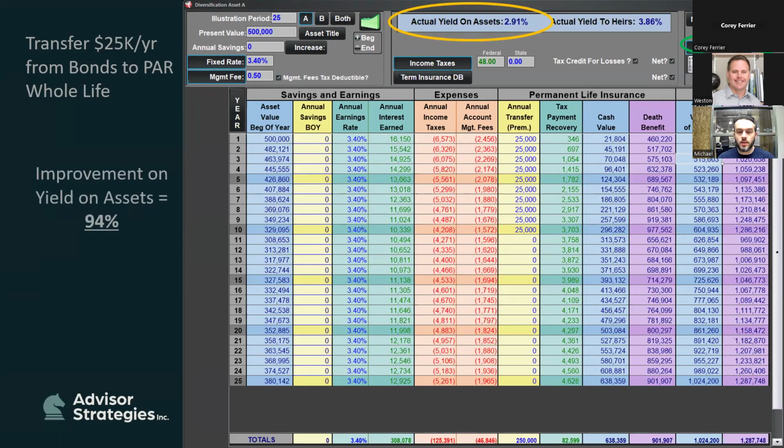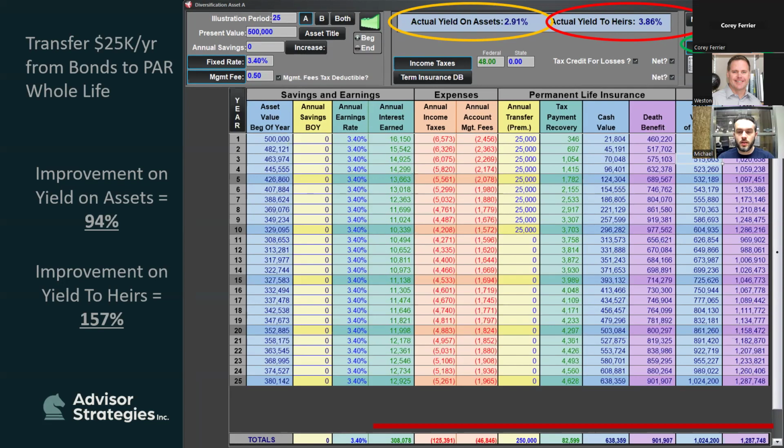Our actual yield goes up to almost 3%, which is almost a 100% improvement from just using the bonds. And the actual yield to heirs is now at 3.86, a 157% improvement. The numbers again are along the bottom right. You're now over $1 million and almost at 1.3 for the heirs. So again, a pretty meaningful change in assets for the client for their personal use, and/or if they're more interested in leaving this for their beneficiaries.